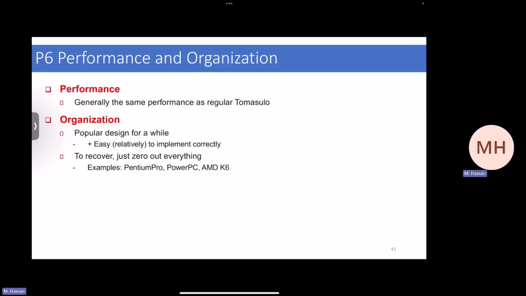So what about the performance of B6 compared? We already discussed the performance of Tomasulo versus scoreboarding. It's clearly Tomasulo is better in terms of performance. What about B6 compared to Tomasulo? Well, generally, because it didn't change much in terms of architecting the actual decisions, other than maintaining the precise state, it's generally the same performance. In terms of organization, B6 in fact was a very popular design for almost a decade. It was adopted more or less in Pentium Pro, PowerPC for IBM, and the AMD K6 architecture, which is also another old x86 architecture from AMD. So it was adopted by many of the machines during those ages.